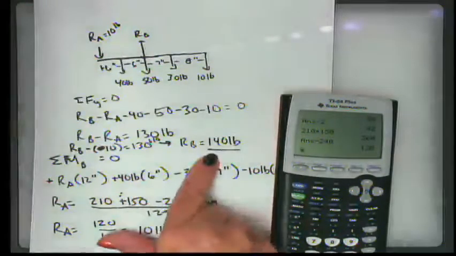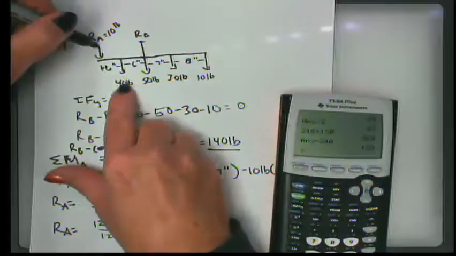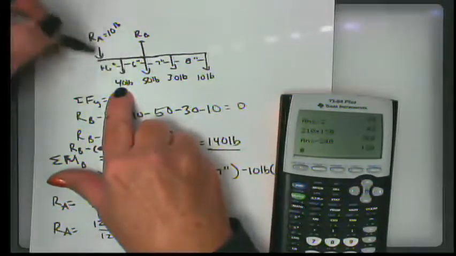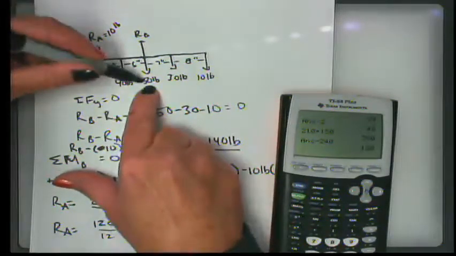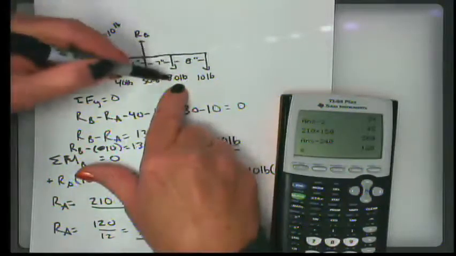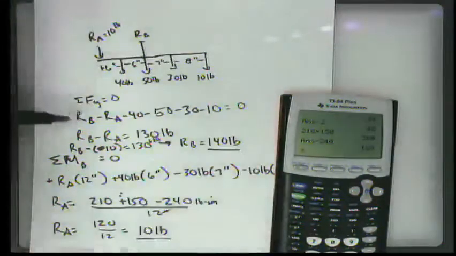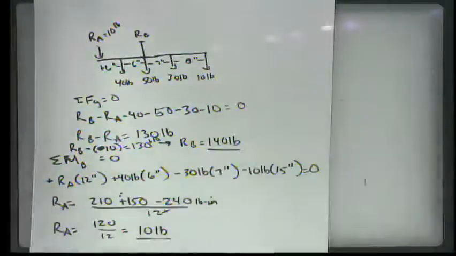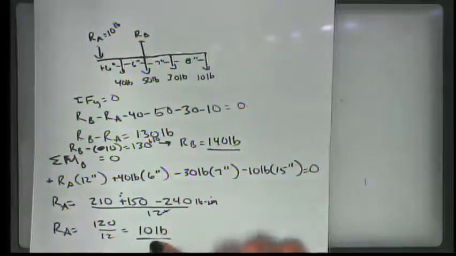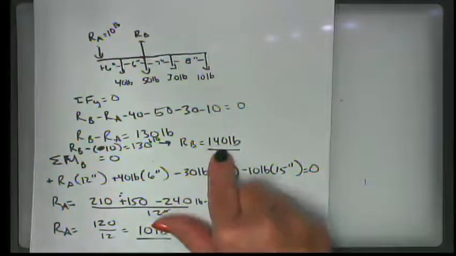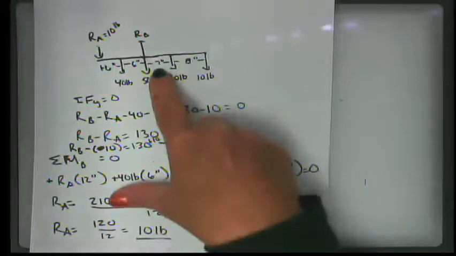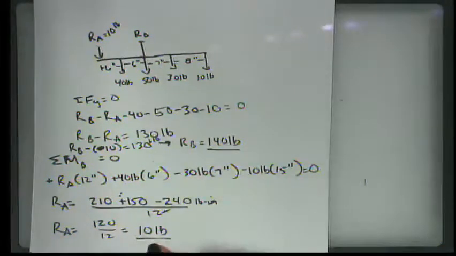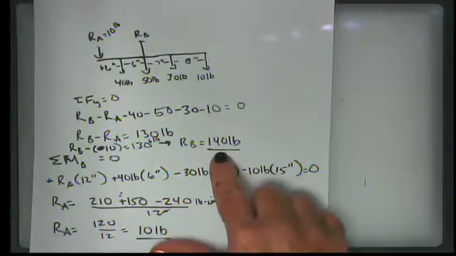Now we can go back and check that, and we can see if we have 10, just by forces, 10 going down plus 40 going down is 50, plus 50 more going down is 100, plus 30 is 130, plus 10 is 140. That means that R sub B has to pull up with a force of 140 pounds. So the answer to this problem for a distance of 7 inches here is R sub A is 10 pounds pushing down. R sub B is 140 pounds pulling up.